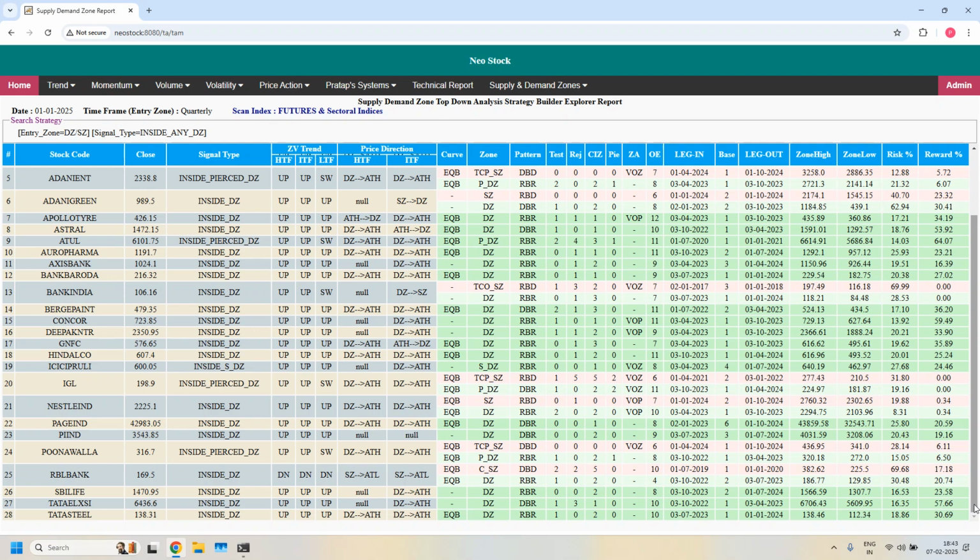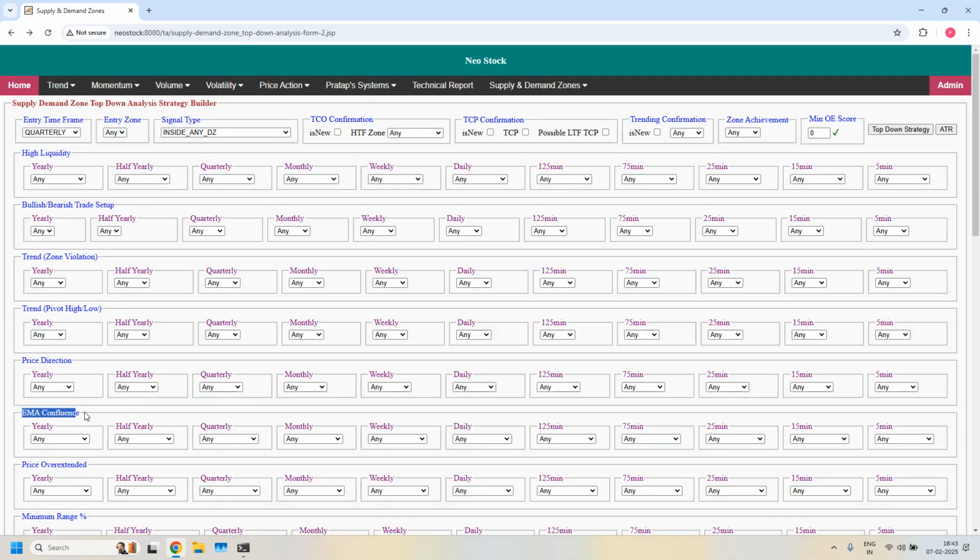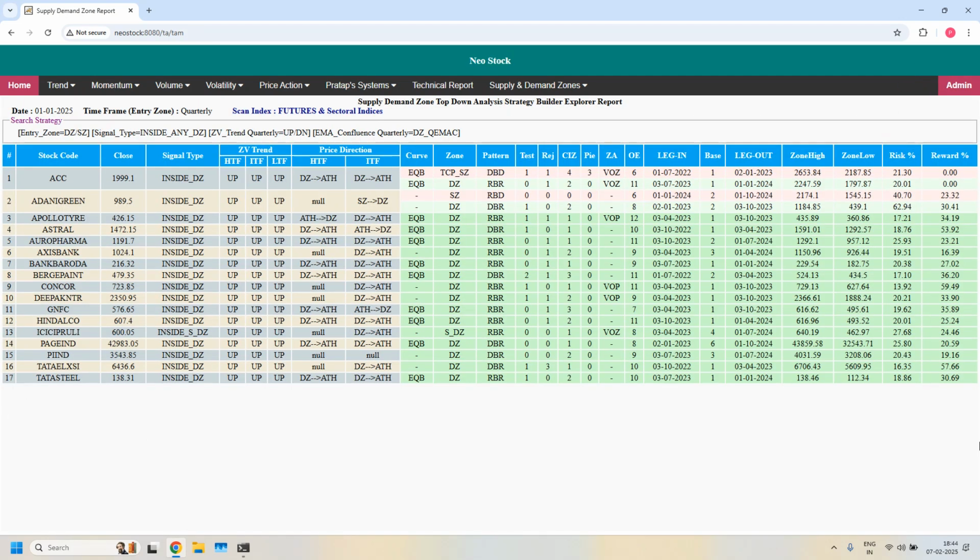We can further filter this list based on quarterly EMA Confluence. So in the EMA Confluence filter, at quarterly time frame, I am setting the filter quarterly demand zone having quarterly EMA confluence. And the trend at a quarterly time frame should not be sideways in the EMA confluence. So it can be up or down. With these filters, we got 17 stocks.